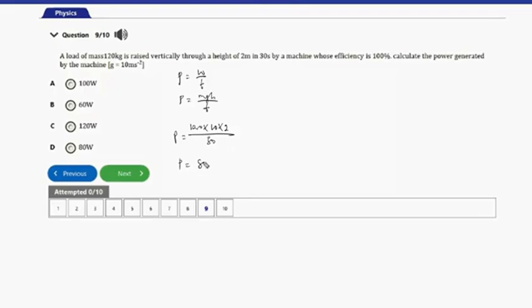We're going to have 80 watts here, and that's option D. So option D is the answer to this question, 80 watts. So let's go ahead and consider the next and last question, guys.